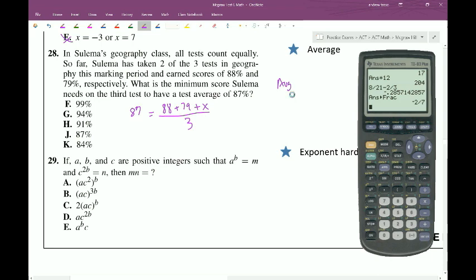So again, the average formula is average equals sum over number. The number is 3 tests. The sum is all 3 added up, including the missing one. And the average is going to be 87. So we can just move the 3 across the equal sign to here. Okay, put that into the calculator. So 87 times 3, 261. Then we should subtract 88, and we could subtract 79. So that gives you 94.